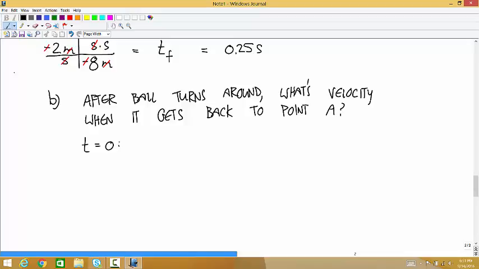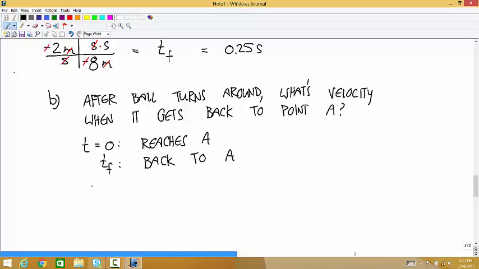Okay, so time equals 0. That's when it reaches A. Time final is when it gets back to A. No, it's going... So here's A. Here's B. This ball rolls up the ramp, turns around somewhere up there, and then comes back, and eventually gets back to A. So at time 0, wouldn't it be when it's turning around? Yeah.